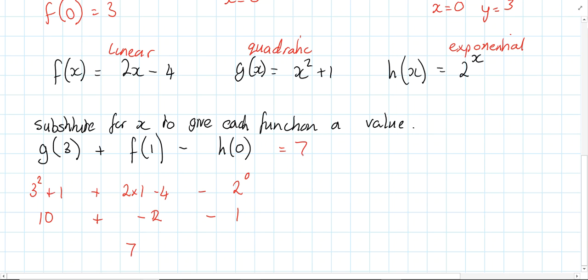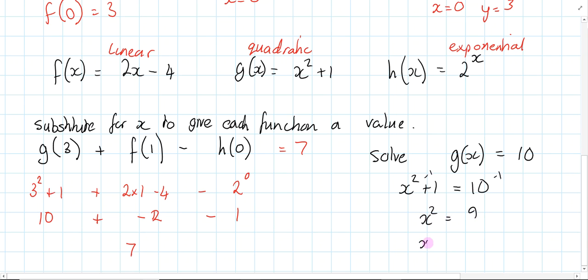Interesting. So that's a bit of a function later. Do you want to write that down? So I said solve g of x equals 10. I'm asking you to solve x squared plus 1 equals 10. So if we subtract the 1, it's x squared equals 9. We then square root 9, and we get x equals plus and minus 3. There are 2 solutions to that.